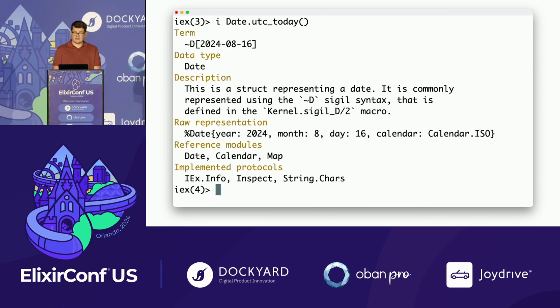Whenever we have a value in IEx, we can use the i or info helper to learn more about it. So here, data type Date, raw representation. This is done through a protocol. So whenever we have our own structs, we can implement the protocol to be able to learn more about them this way.